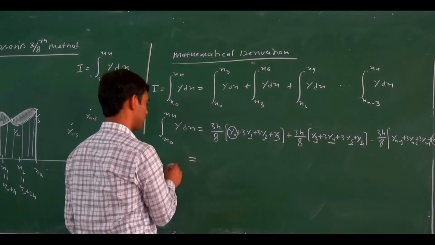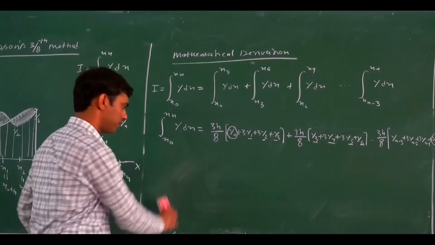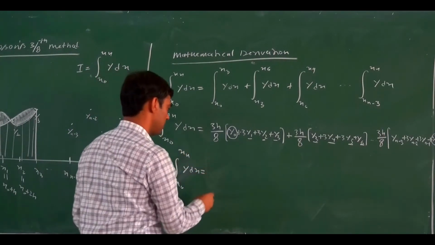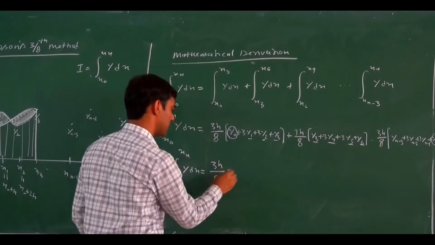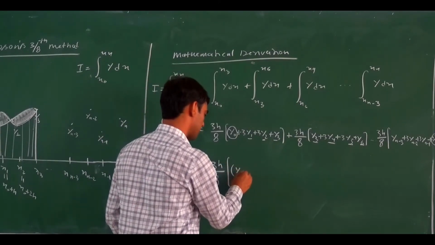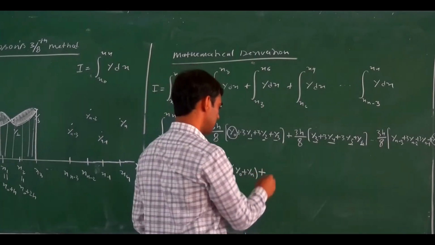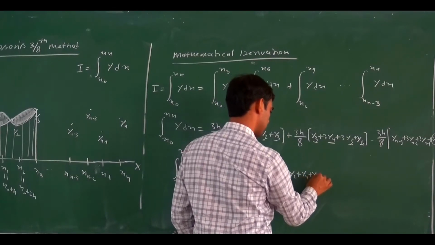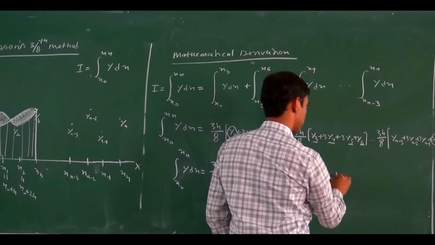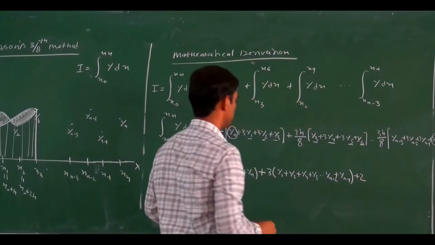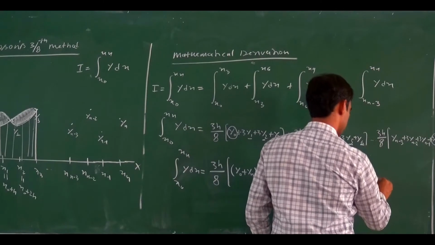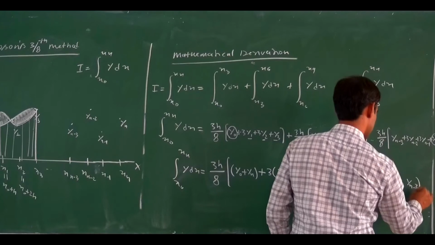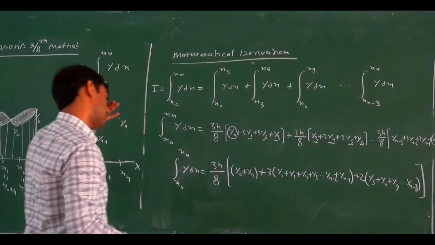So what is the formula? The final formula becomes this: the integral from x0 to xn of y dx equals what? 3h by 8 outside, inside: the sum of the first and last term, plus 3 times y1 plus y2 plus y4 plus y5, and the last ones yn minus 2 plus yn minus 1, and plus 2 times the multiples of 3, y3 plus y6 plus y9, and the last one yn minus 3. So this one is the Simpson 3/8 formula.